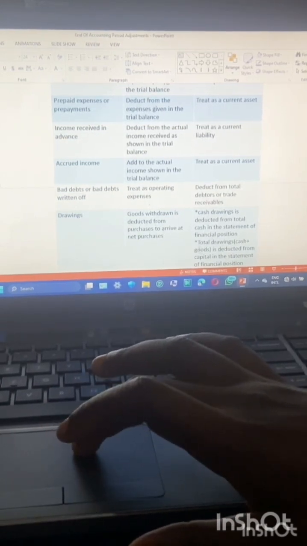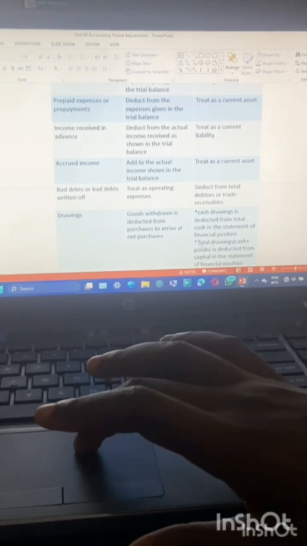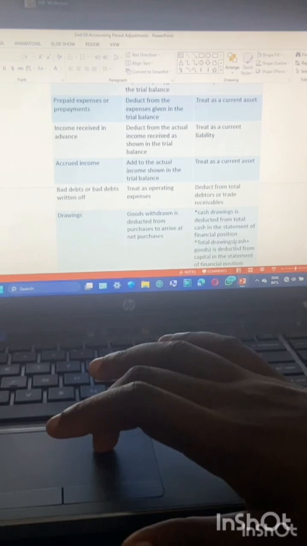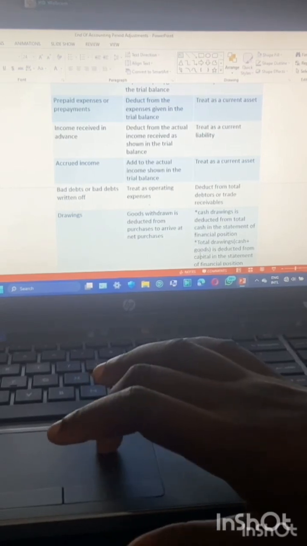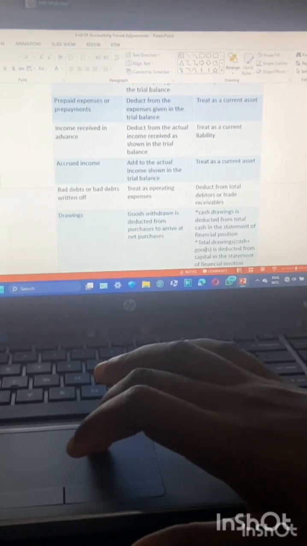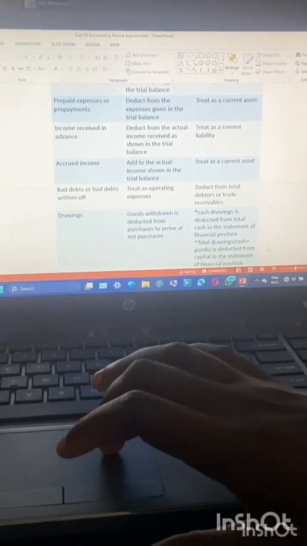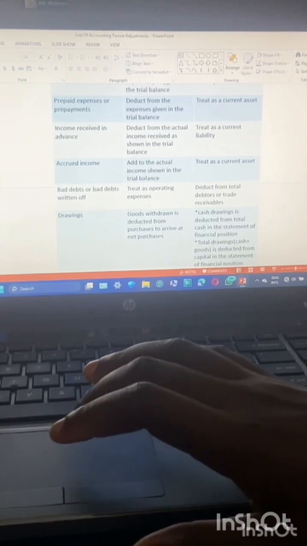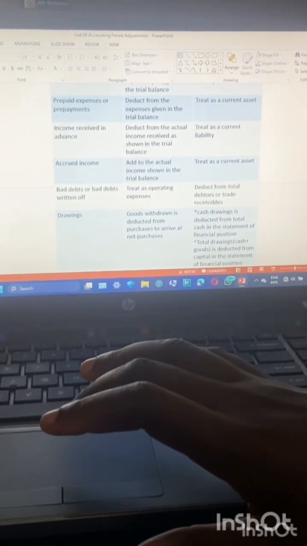Now in that same statement of financial position, we are going to be deducting the total drawings. In this case, that is the cash. If there is a cash drawing and if there is goods withdrawn, we deduct the total drawing from capital, all right. We always reduce drawings from capital in the statement of financial position, just the same way that we do when drawings only appear in the trial balance. We only deduct that drawings from capital, all right.